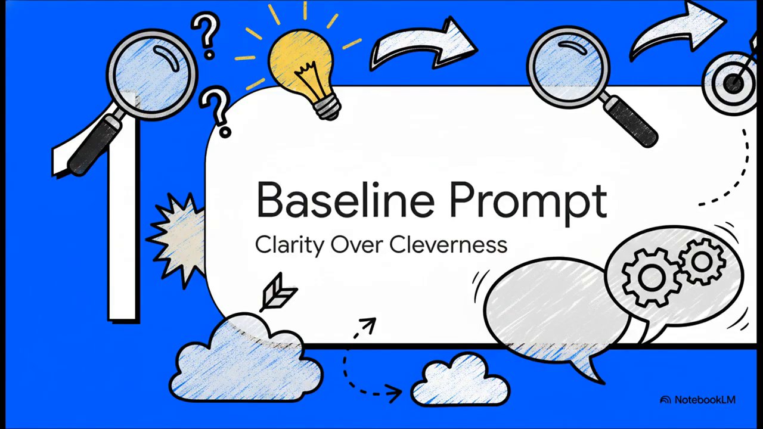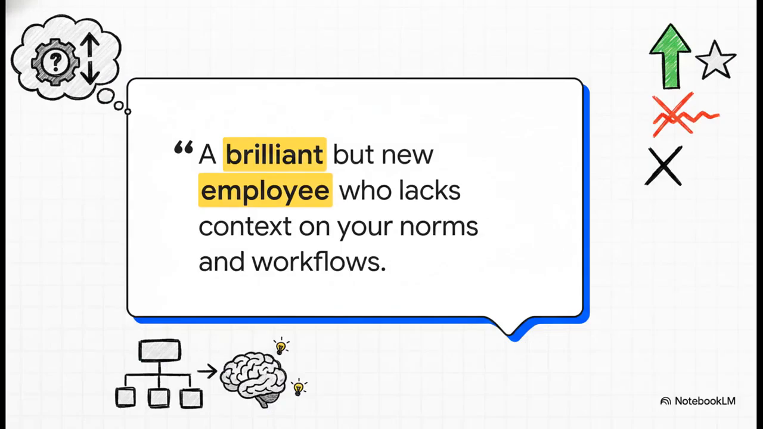Clarity over cleverness. When we deploy to production, the absolute foundation of everything is clarity. Think about it. If a colleague who doesn't have any context on your task would be confused reading your prompt, the model's going to be confused too. Anthropic has this fantastic framing I just love. Treat the model exactly like a brilliant but brand new employee who lacks context on your norms and workflows.